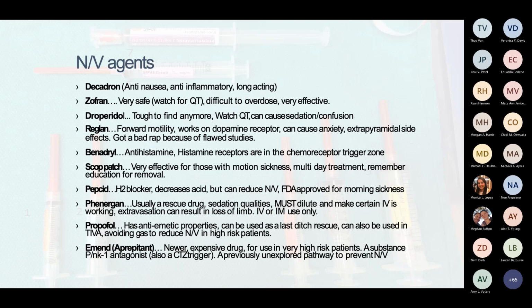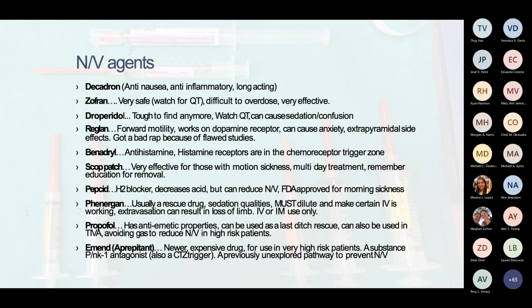Again, Phenergan, if I'm going to give that, I usually do it as a rescue drug. Same thing as far as diluting it and giving low doses. Usually I'll give like 6.25 or 12.5 milligrams of Phenergan. But if you have somebody that's really puking or having a rough day, it's not uncommon to go up and give like 25 milligrams. Make sure if you're giving it, you've got a good IV. It's pretty toxic to soft tissue. So some places they dilute it in a 50 ml bag. A lot of times we don't do that in anesthesia. We just make sure we've got a good IV and dilute it. It will burn if you give it straight. So make sure you dilute it to at least 10 or 20 mLs.